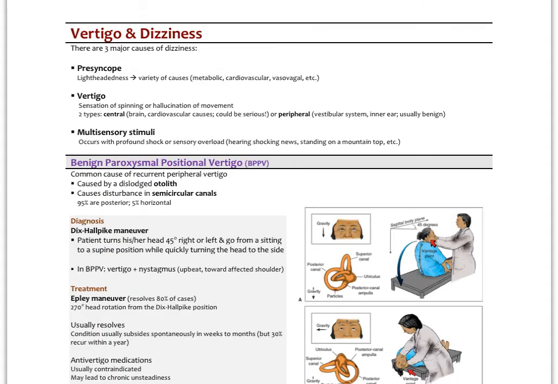So a lot of people say vertigo and dizziness, they kind of equate the two. But they're actually a little bit different. So there are three major causes. Let's just stick with dizziness, and that's the sense of just kind of, I feel dizzy, my head's kind of spinning. So pre-syncope, this would be like you're about to pass out. That's lightheadedness. And so that's when the patient stands up and they feel lightheaded and so forth. So some patients will say that's dizziness for them.